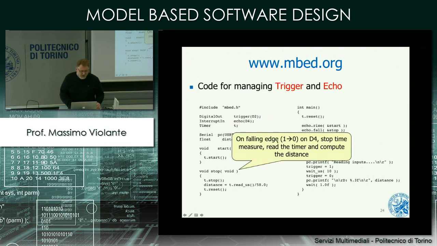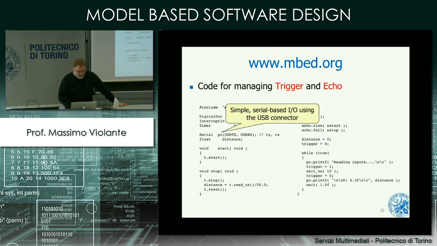Then, when echo switches from 1 to 0, it means that the sensor responded and provided us the pulse corresponding to the distance. So at that moment, it is needed to stop the time measurer because the pulse has been completed, so we were able to measure how long the pulse is. So it is just a matter of getting from the timer the duration of this pulse, and we do this with this line of code, divide this by 58, and that is the distance in centimeters. Okay?